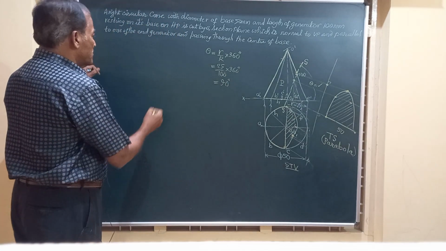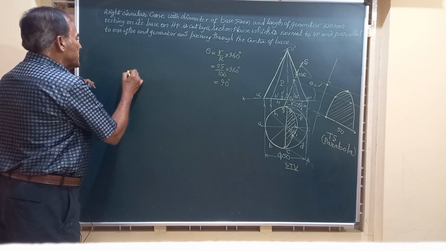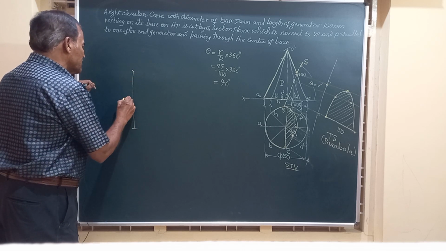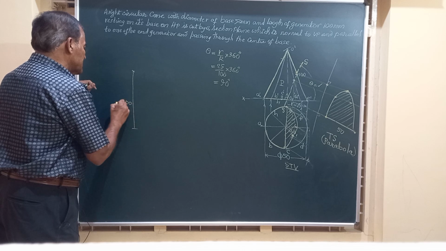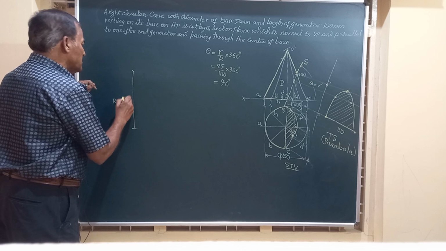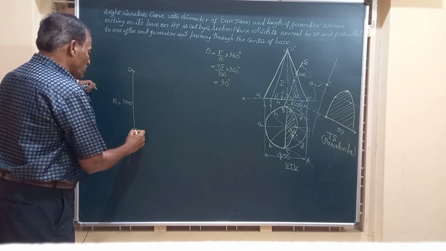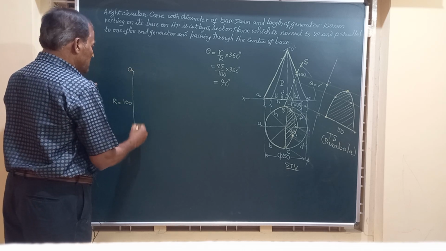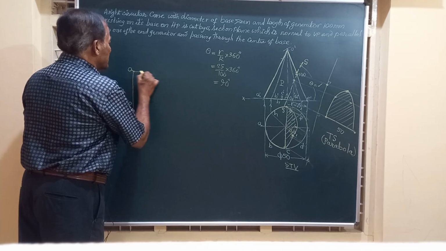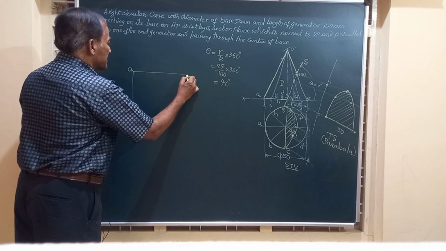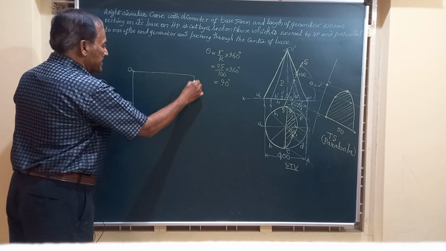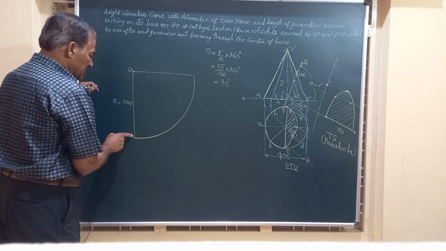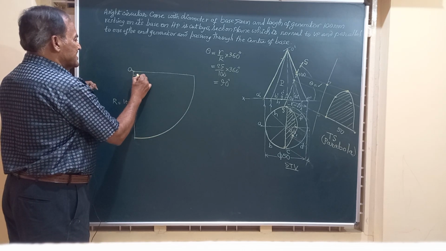So friends, to draw the development, I am going to draw a vertical line of length equal to 100 mm, which is nothing but our R, and I mark this point as O. Now taking OR at this point, I am going to construct an angle that is exactly 90 degrees. So then we are going to complete that sector which has got an included angle of 90 degrees.